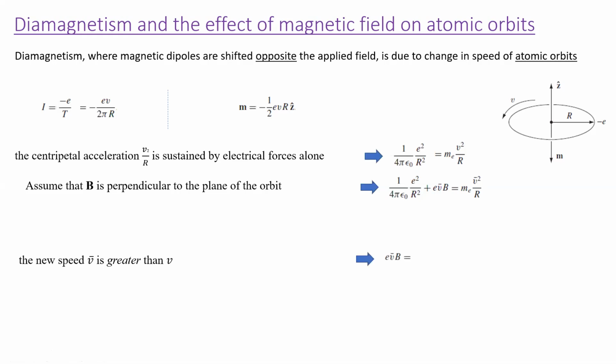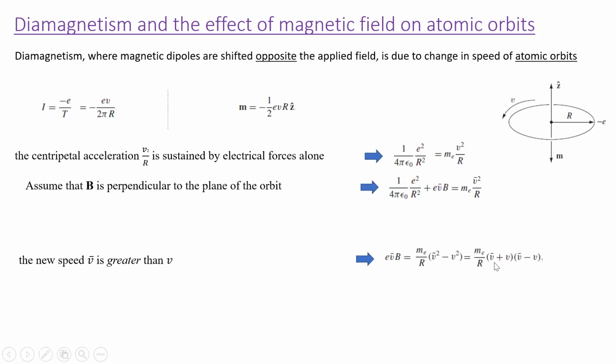When we do that, on the left-hand side, we're just left with e v bar B. On the right-hand side, we get m_e times v bar squared over R minus v squared over R, just factoring out the R here. And then notice that from algebra, we can write this as v bar plus v times v bar minus v, right? Because if we apply FOIL to this, we get this expression right here.